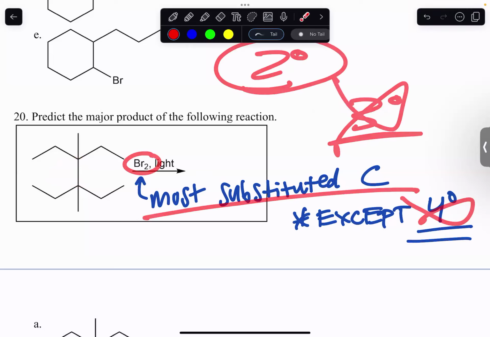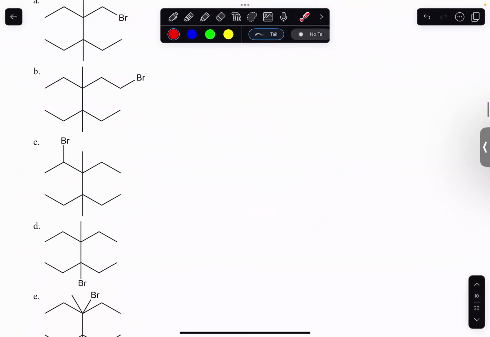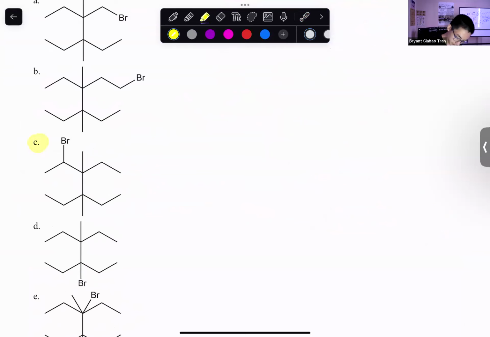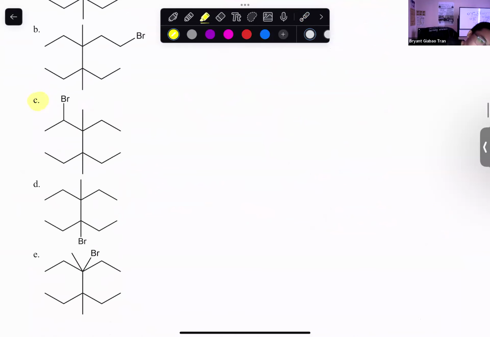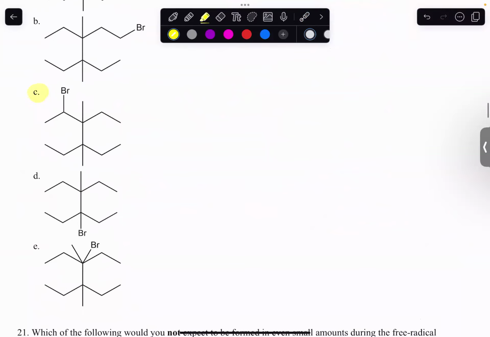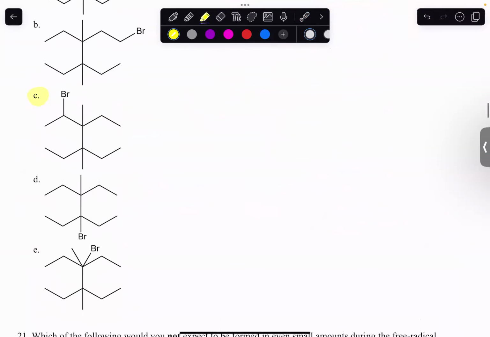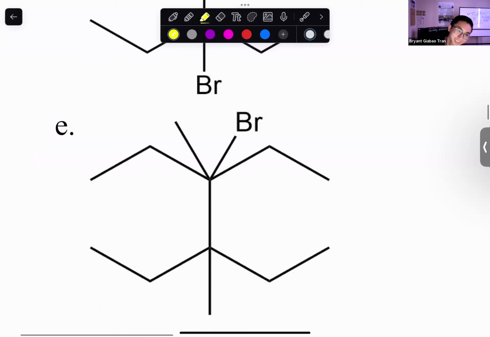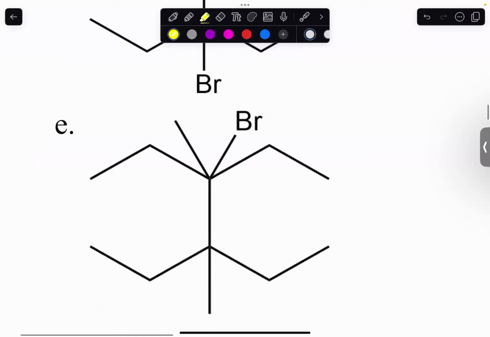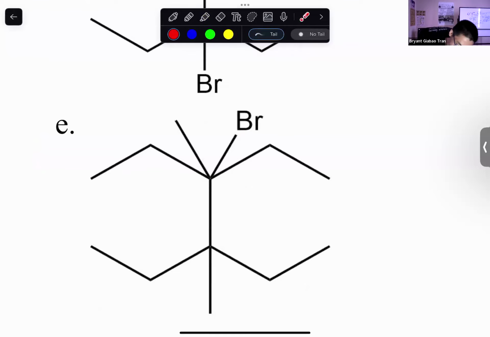Oh, okay. So it would be C, right? Yeah, it should be C. This one here is wrong, very wrong, because it's breaking the octet rule, right? 1, 2, 3, 4, 5.